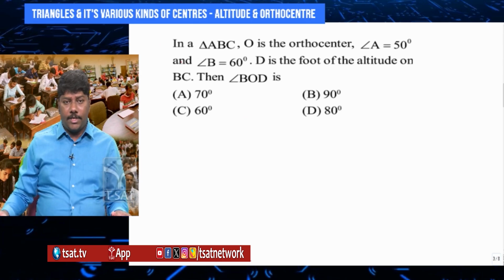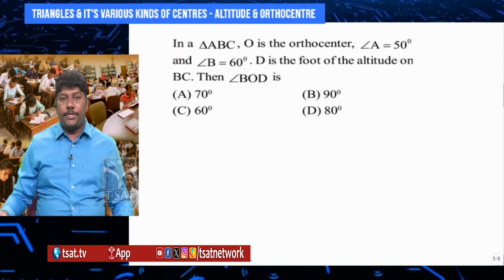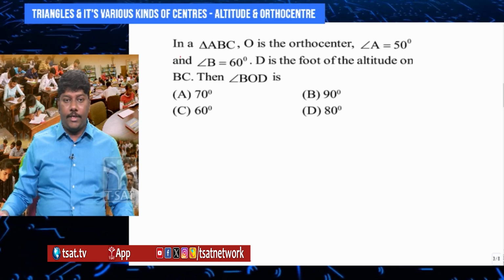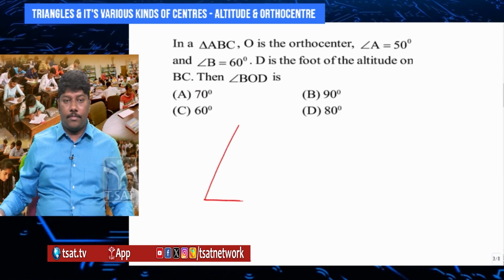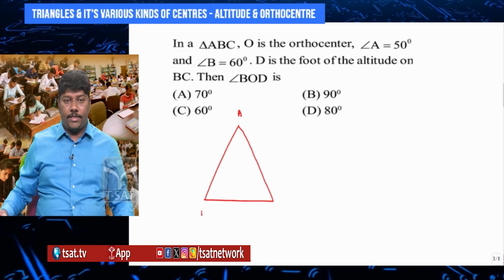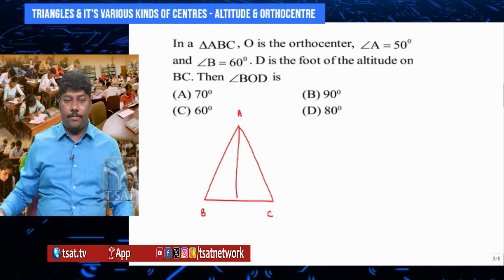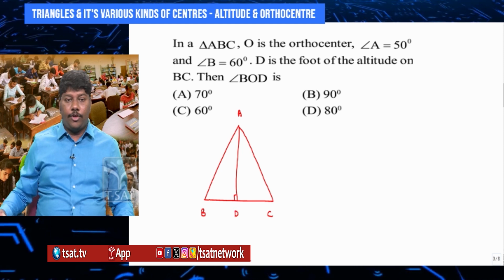In a triangle ABC, O is the orthocenter, angle A is equal to 50, angle B is equal to 60, D is the foot of the altitude on BC, then find BOD. See here, angle A, B, C, D is the foot of the perpendicular on BC. It's asking you BOD.